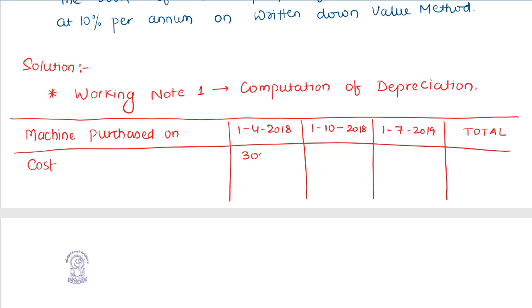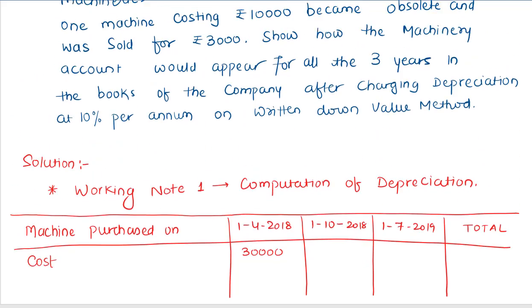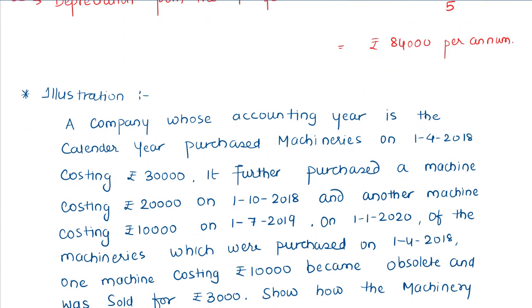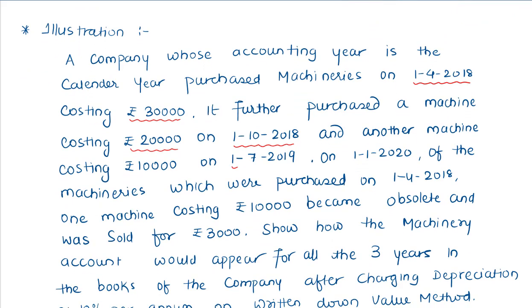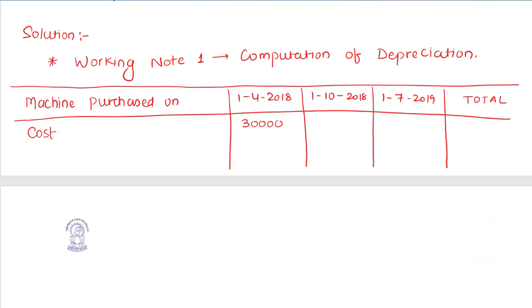Let us see the cost. Cost is 30,000 on 1st April 2018. For 1st October 2018 the cost is 20,000, and 1st July 2019 the cost is 10,000. Over here the total cost is 20,000. Over here the cost is 10,000.